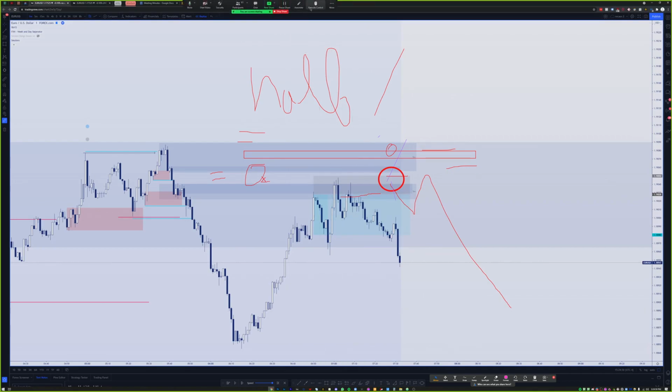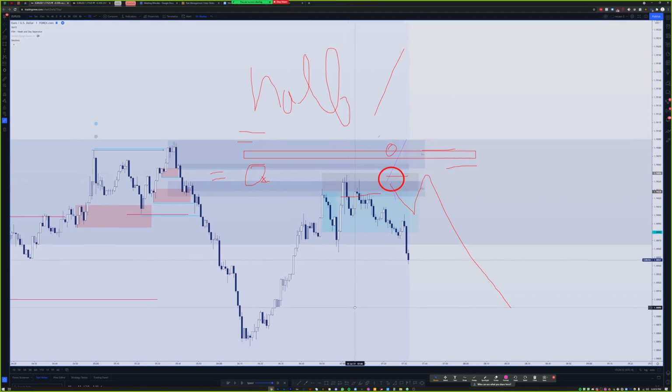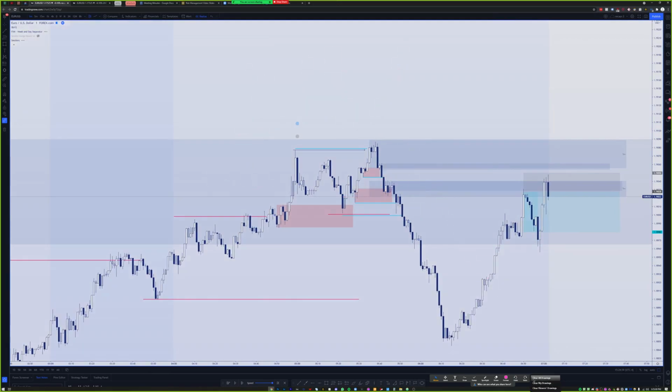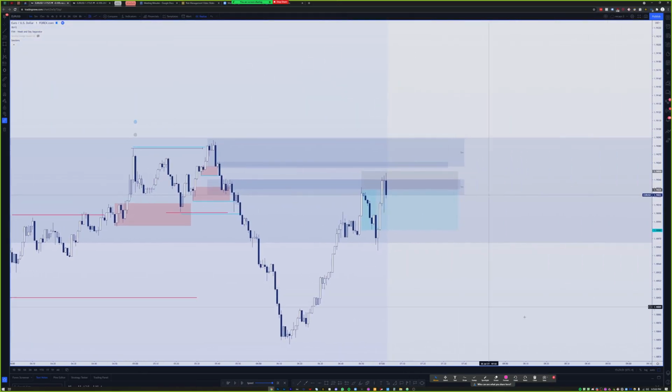So I'm going to clear this for a sec. And I'm going to play price back so I can show you guys how we can actually enter one of these continuations, right? Let me pull it back. Let's clear all the drawings and let's start marking out again.